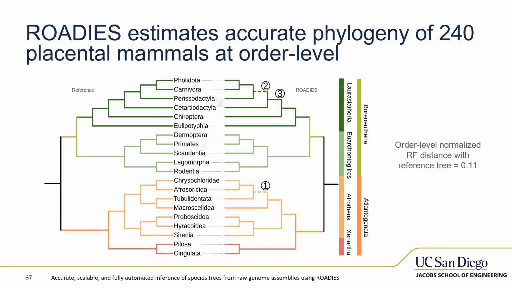Now, this figure shows the order level comparison between the ROADIES tree on the right hand side and the reference tree on the left hand side. And as you can see closely, both the trees are highly similar to each other. But there are minor differences, which are highlighted over here.